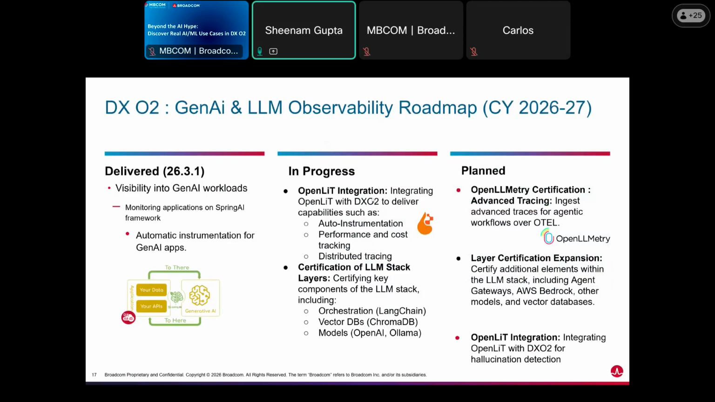The other thing that's in progress is OpenLit integration. I spoke about OpenLLMetry in the previous slide, and like I said, OpenLit and OpenLLMetry are the two key monitoring frameworks that are emerging as we see the consolidation in this space. So this one is coming out pretty soon: the OpenLit integration and certification for the different layers like VectorDB, ChromaDB, the orchestration and the models. All of this is slated to come out in SaaS by the end of this month, early next month, and in on-premise sometime later. I don't have exact timelines, but it would be within this year.